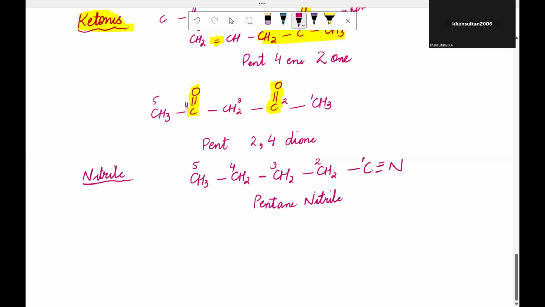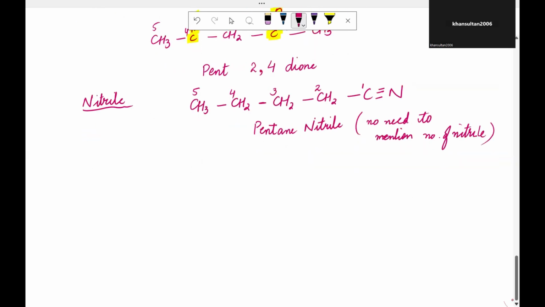Is that clear? And here there is no need to mention the number of nitrile. Or you can even mention it, like pent-1-nitrile, that would also be fine. Because the nitrile group would mostly be at the end. That is why we are not mentioning it.